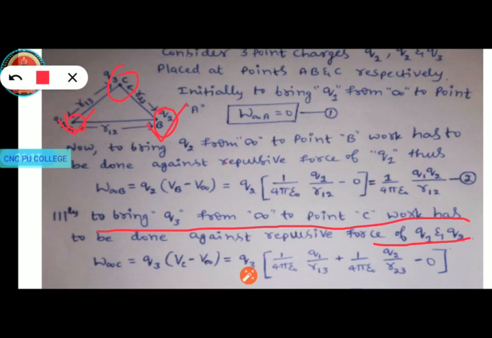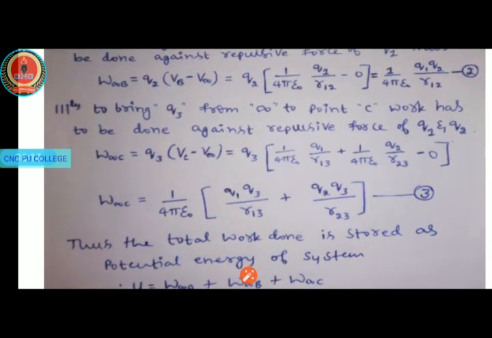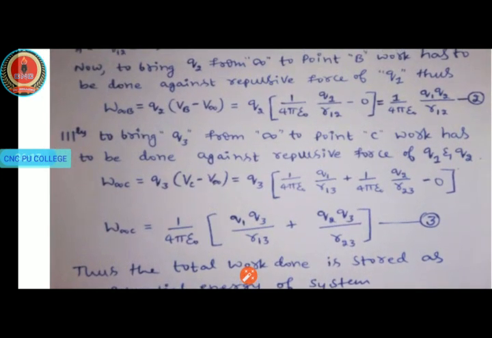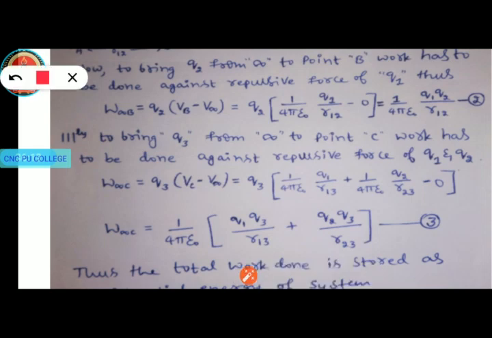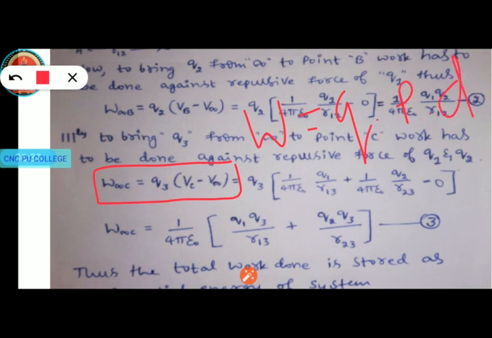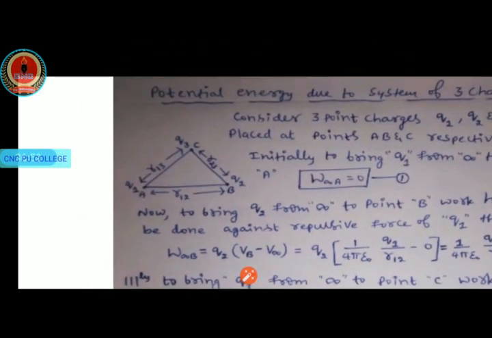So let us consider the work done for bringing the third charge from infinity to point C. We are using the same formulas. That's why physics is easy, but we have to understand that. W infinity C, work done in bringing the third charge from infinity to point C, is equal to the general formula: W is equal to charge into potential difference. The charge here we are bringing is Q3. Potential difference at C, that is final VC. Initially it is at infinity, V infinity. So Q3 will be as it is.